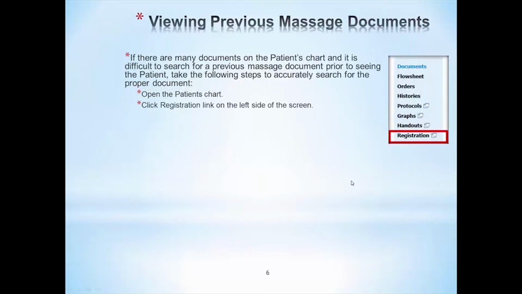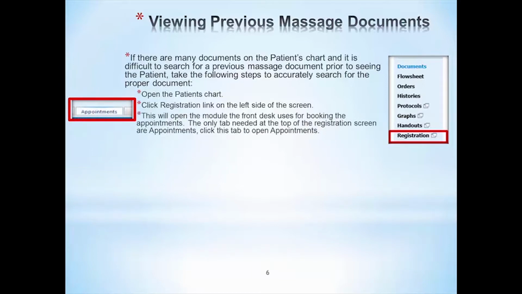If there are many documents on the patient's chart and it is difficult to search for a previous massage document prior to seeing the patient, take the following steps to accurately search for the proper document. Open the patient's chart, click the registration link on the left-hand side of the screen. This will open a module the front desk uses for booking the appointments.